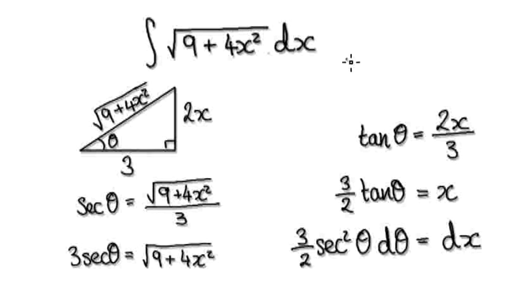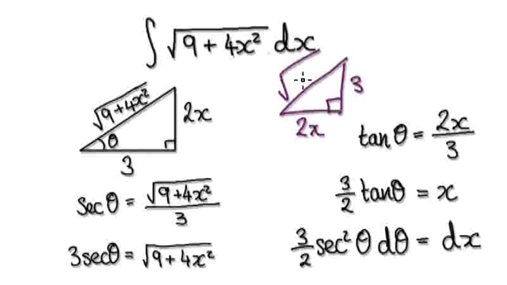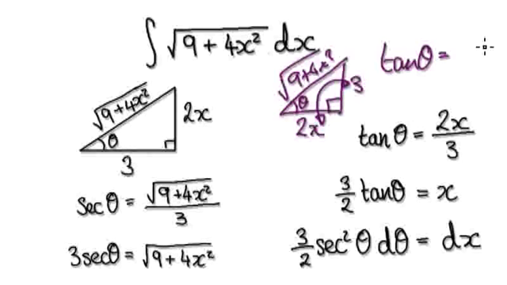By the way, you could make an argument where you could say, why not have this to be 3 and why not have this to be 2x? The hypotenuse will still be 9 plus 4x squared. But the thing is, when you come to do this, you're going to have tan theta. So this is your theta. You're going to have tan theta equals 3 over 2x, and then you're trying to make x a subject here. You would then have to take the reciprocal of both sides. So that will then give you this.